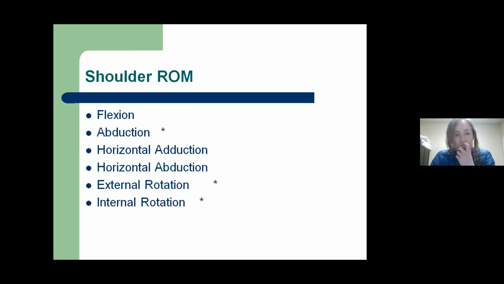Shoulder range of motion, as I said, this joint moves in all sorts of different directions. So you've got flexion, which is just pure straight coming up in front of you. Abduction, straight off to the side. Adduction, across. Horizontal abduction, the other way. And then external and internal rotation, like I just mentioned. So the ones with the asterisks or stars there, those are actions of the rotator cuff muscles.